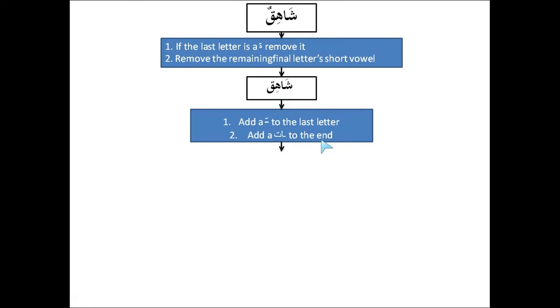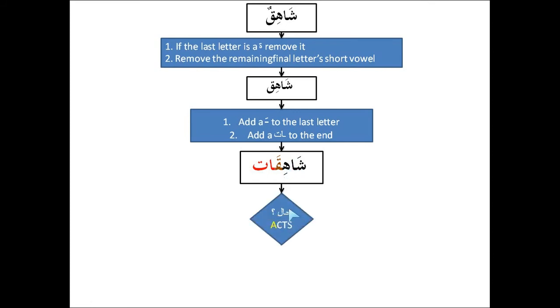So let's see what that looks like once we've done that. So we've got sha, hi, as it was here. The qaf now has a fatha. It had two dhammas here. And then we've added an alif and a ta. And remember, an alif in the middle of a word is always an alif with a sukoon. An alif never has any vowels.